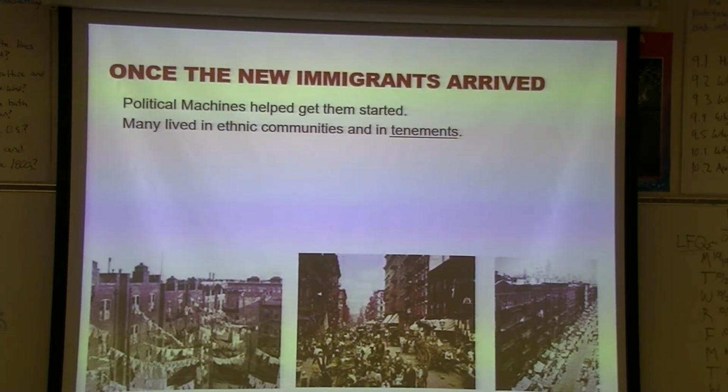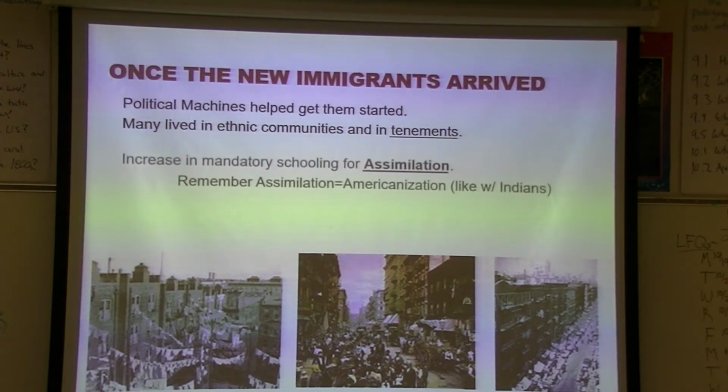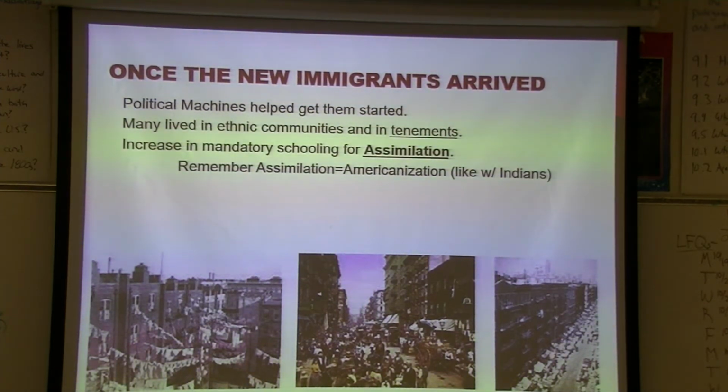and these were some of the buildings like the dumbbell apartments that many of these immigrants were living in. A word that you should know from back with our Native American section is assimilation, and this is where we were trying to Americanize our immigrants when they come in.